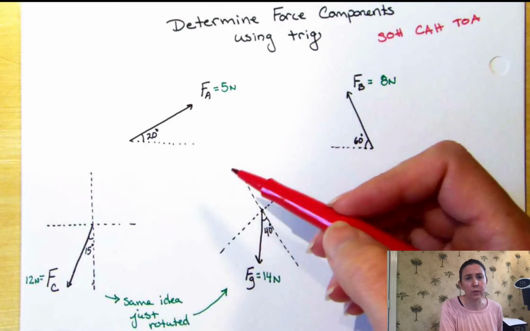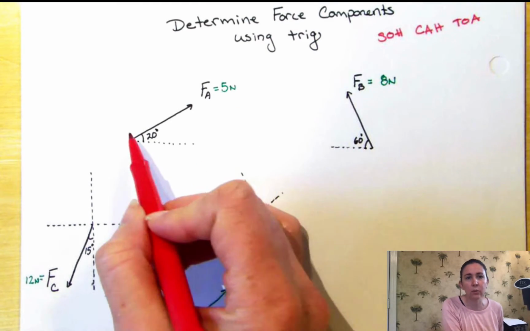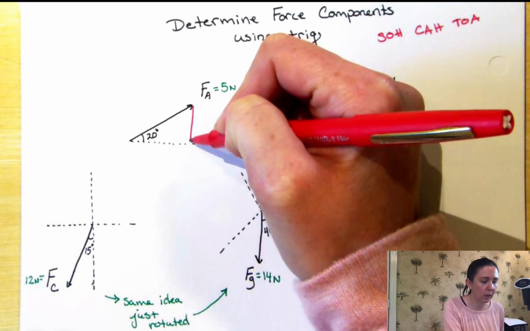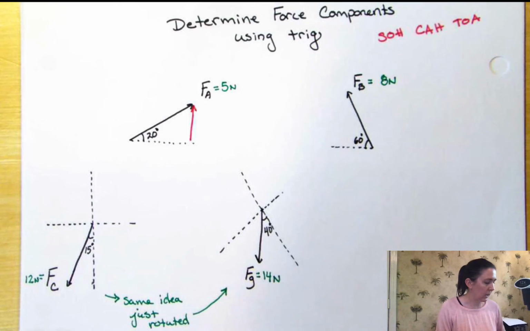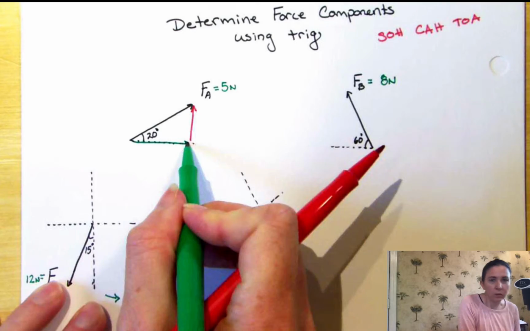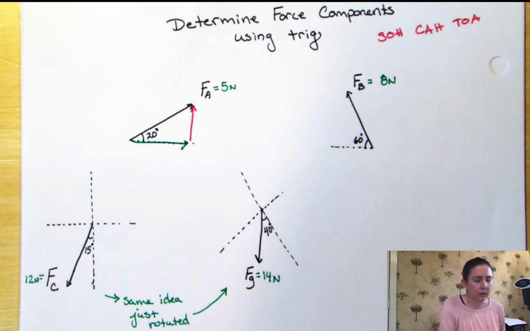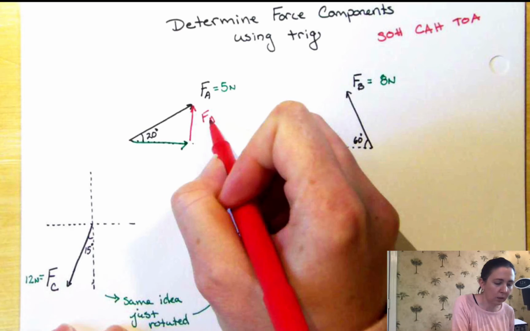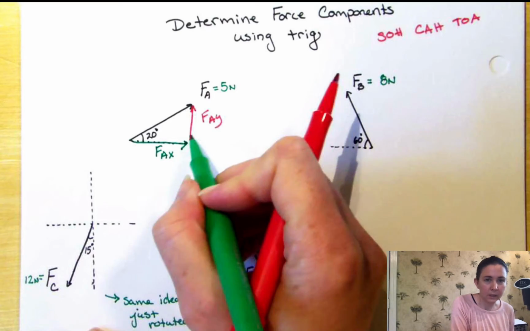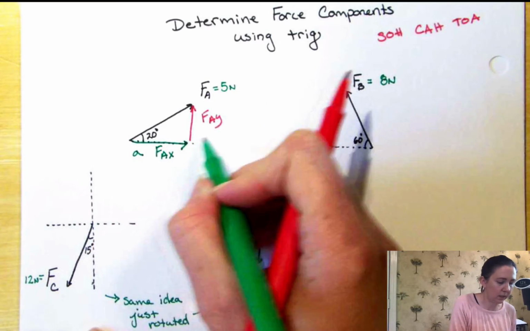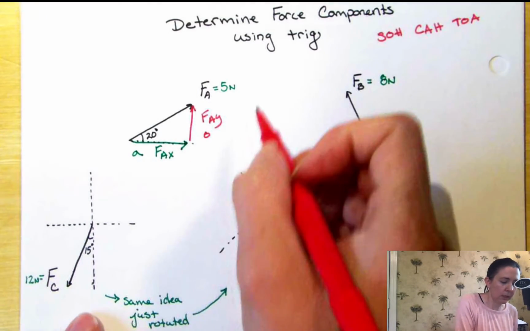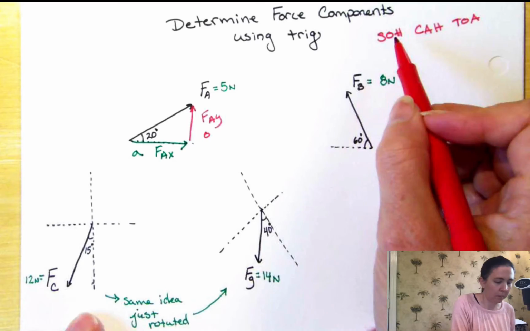So the way it always works is you drop something perpendicular to one of the dashed axes. So I'm going to put in a perpendicular line here, and I'll use green. I'm going to put in a line here. Okay, so these two lines, the red line and the green line, this is going to be the force A in the y, and this is going to be the force A in the x. This side is my adjacent side, and this side is my opposite side. So that means sine is opposite over hypotenuse.